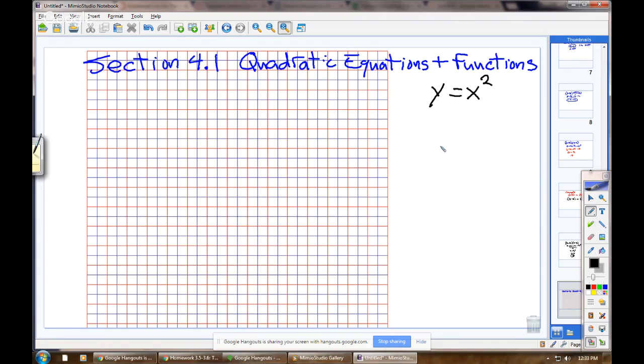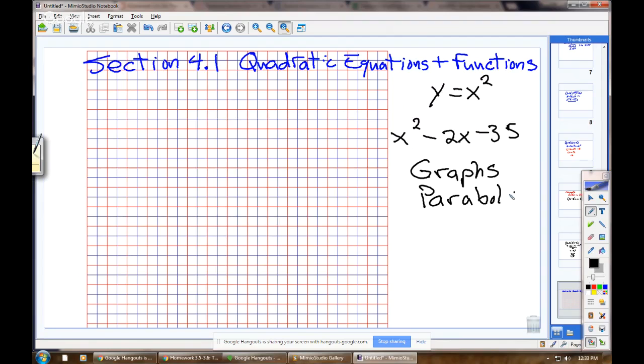So we started off playing with quadratics like x squared minus 2x minus 35. And sometimes these quadratics are factorable. Now, by looking at equations and functions, we're going to take a look at a couple of things. One, what does it look like when you graph these things? The graphs turn out to be what are called parabolas. And then what happens to the ones that aren't factorable?